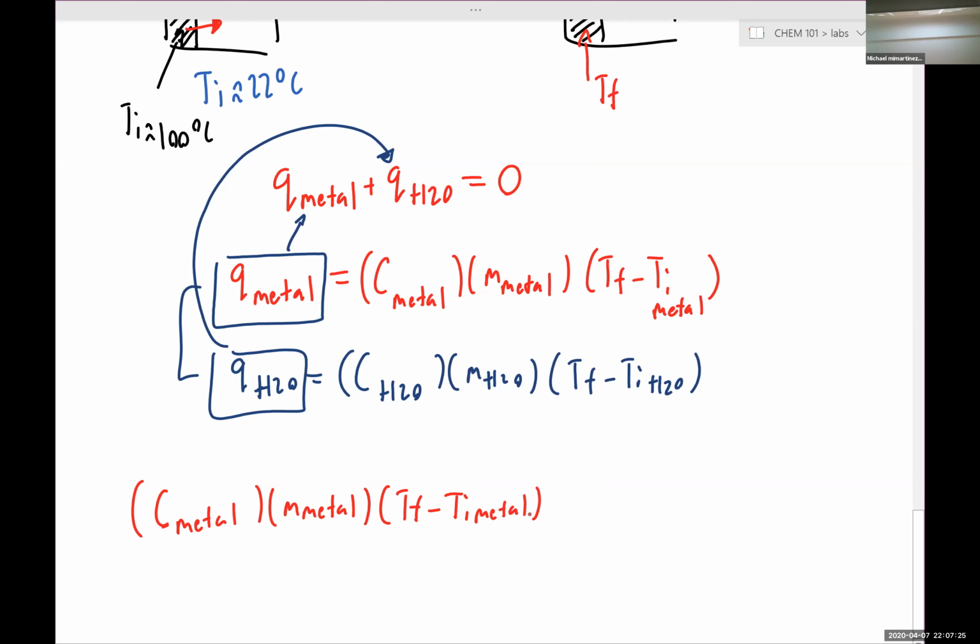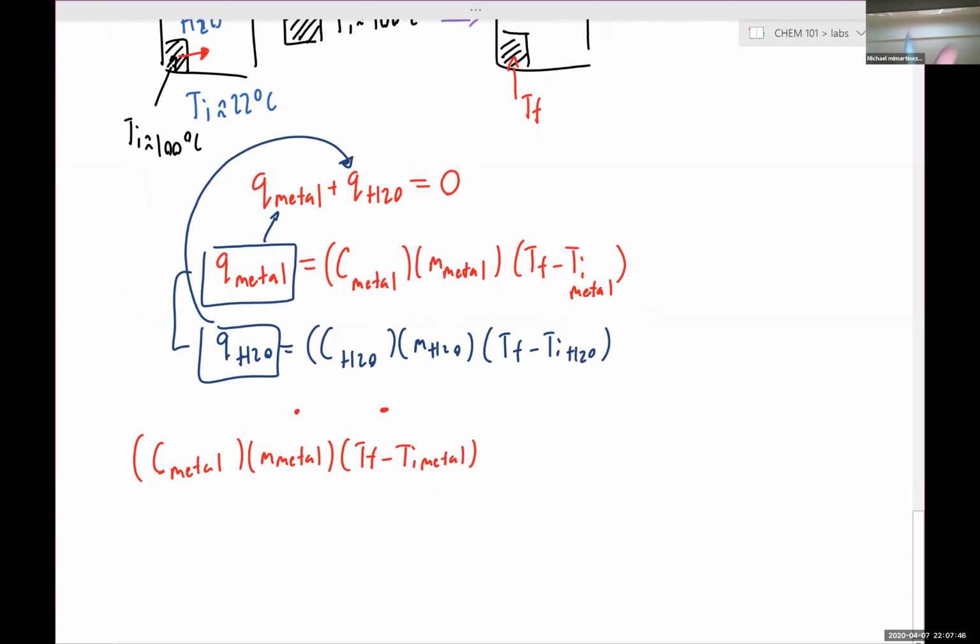Now, can we measure the mass of our metal, and can we measure the temperature of our metal before and after we drop it into the water? Can we measure those quantities easily? Can we use the thermometer? Yeah, so these are easy to measure.